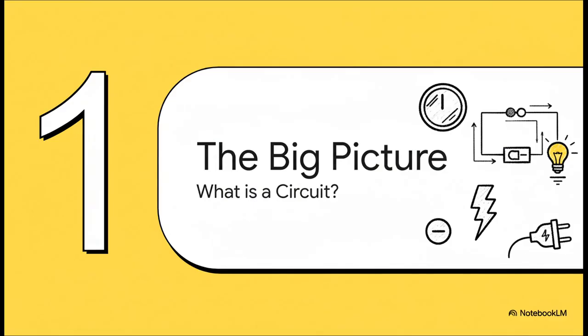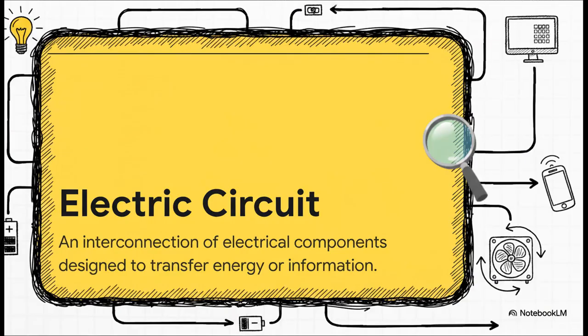Okay, first things first. We have to set the stage, right? Before we talk about what's actually moving, we need to get our heads around the system that makes it all happen. And that is the electric circuit. So, what is a circuit really? Well, at its heart, it's just a closed loop. And it's designed to do one of two things.